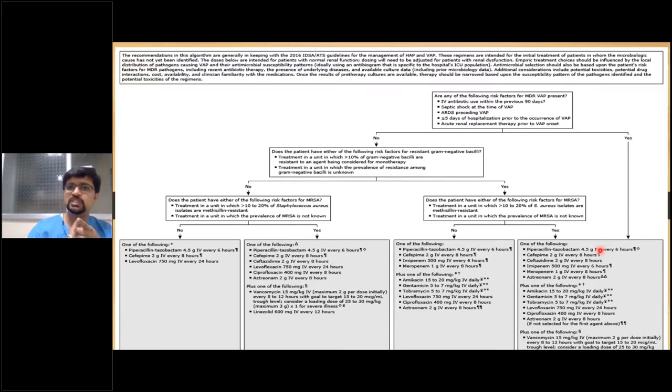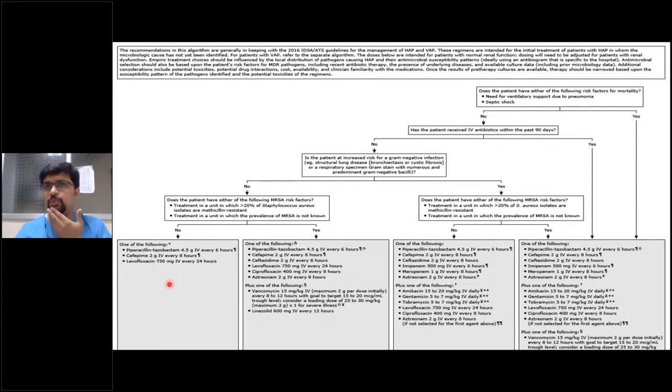If there is no resistance as such, then you need not opt for that one. And if there is none of these risk factors, it is a simple VAP, then you can go for either a piptaz, cefepime, or a levofloxacin. This is for ventilator acquired pneumonia. This chart is for hospital acquired pneumonia.